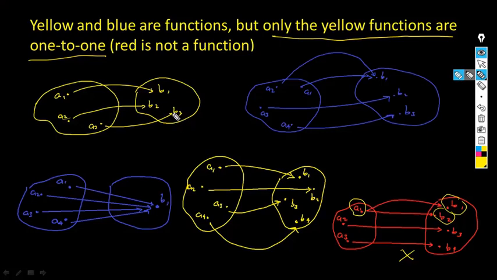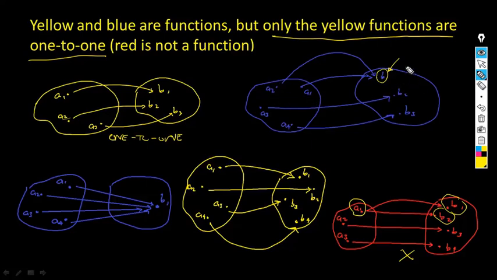For b3, which is an output, only one input. Okay, so this is a one-to-one function. Now this is not a one-to-one function. Why? Because even though it's a function, we have the following. For this output, we have two associations with different inputs. For this output we have this input a2, but also this input a1.